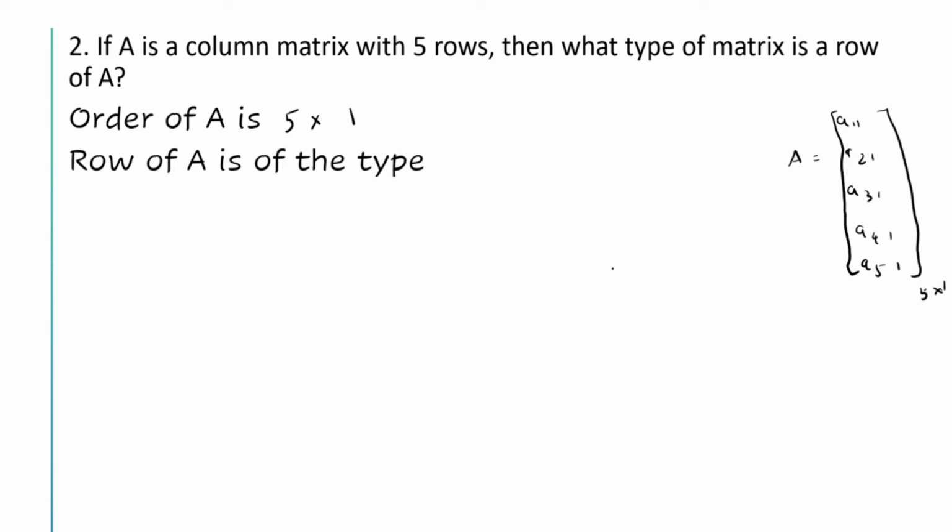Now they have asked what type of matrix is a row of A. So if we take a row of A, then it means it is a matrix of one row and one column only. So a row of A is only the first element. That is only this element. So row of A is of the type 1 by 1 matrix. I hope this is clear.